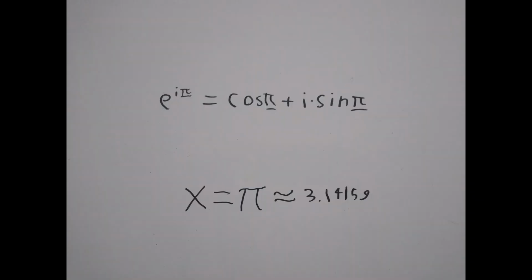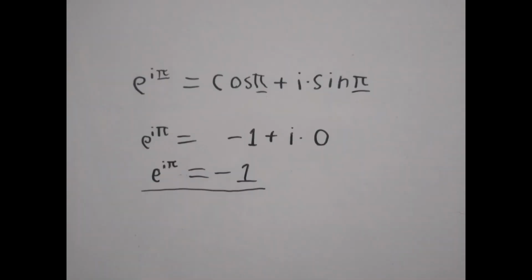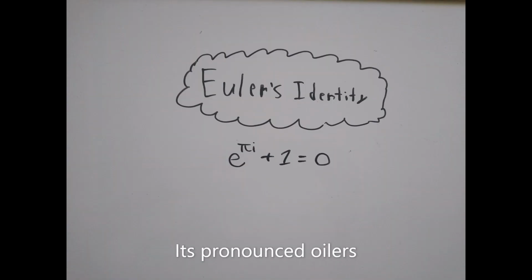If you plug in pi, which is approximately 3.14159, for x, you get e to the pi i equals cos pi plus i times sine pi, and sine pi equals 0 and cos pi equals -1. So you end up getting e to the pi i equals -1. This could also be written as e to the pi i plus 1 equals 0. This equality is known as Euler's identity.